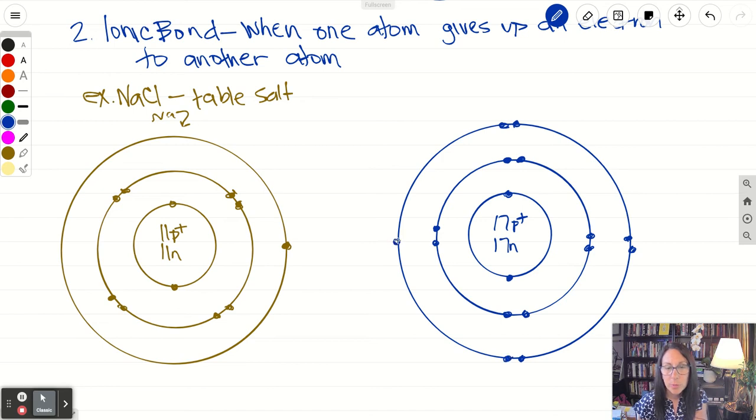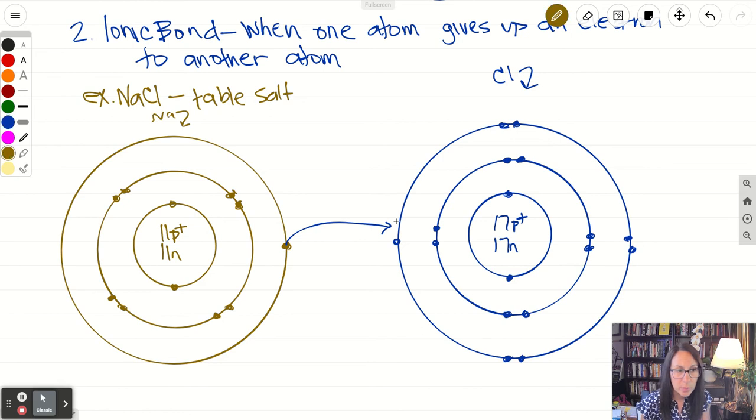Okay, so here's a Bohr model for chlorine. So this is chlorine. I'm going to put an arrow. And it's got 7 electrons in its outer shell, but it wants 8. And sodium has only 1 electron in its outer shell, but it wants 8. So what's going to happen when these two atoms get close together is this electron is going to hop off of sodium and jump onto chlorine. And it's going to come over here.